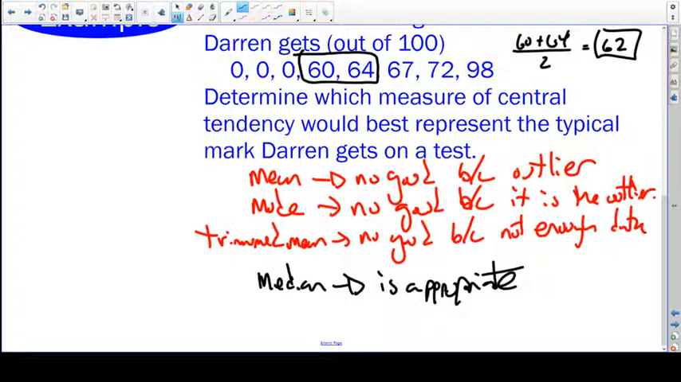Is 62 a typical number? Well, 3 of the numbers are in the 60s. One of them is just over the 60s. So I'd say that since 4 of the 8 numbers are within 12% of one another, that 62 is probably a pretty typical number to represent the data, and that 62 itself is a good measure of central tendency. Okay? All right.